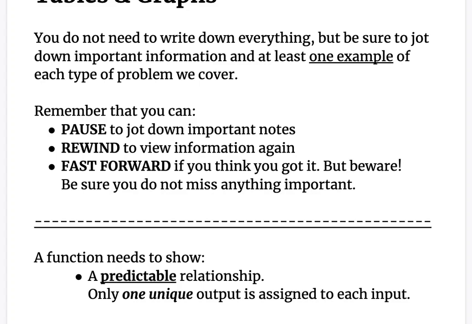And so what we mean by that is that there can only be one unique output that's assigned to each input. So you can't just have any random output come out whenever you put in an input. It has to be predictable. It has to be the same unique output each time. So not all equations are going to meet that criteria.